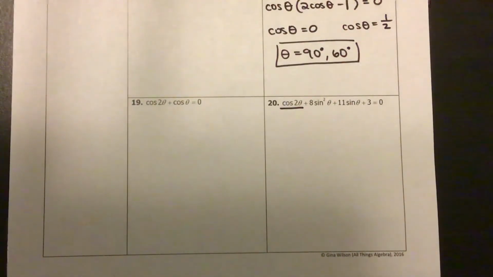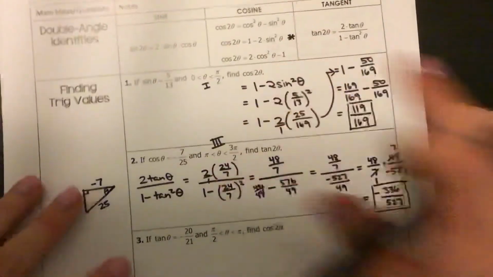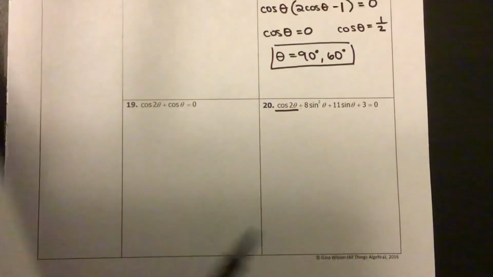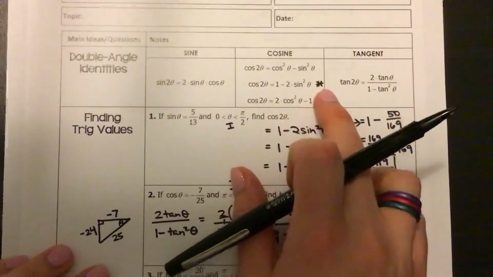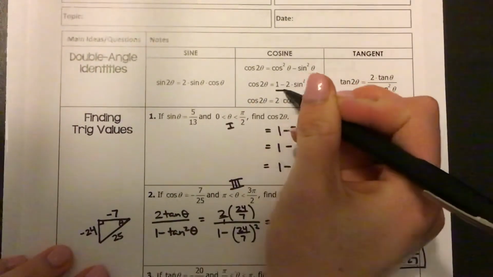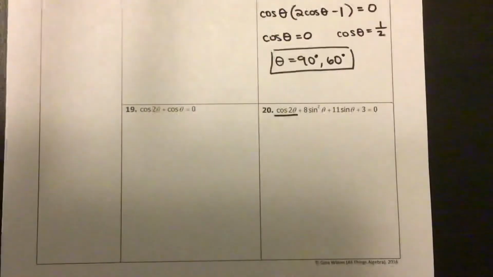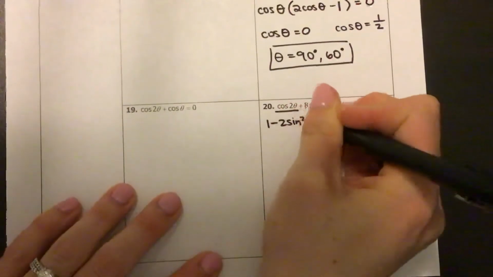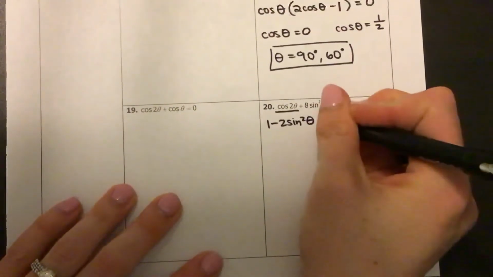And remember, with the double angle formulas, we have 3 different options. This stuff was already for the majority in terms of sine. So you want to stick with this most common one because that'll be all in terms of sine. So we're going to replace cosine of 2 theta with 1 minus 2 times sine squared. Okay, so that's my underlined part. And then just keep on writing the rest of it.